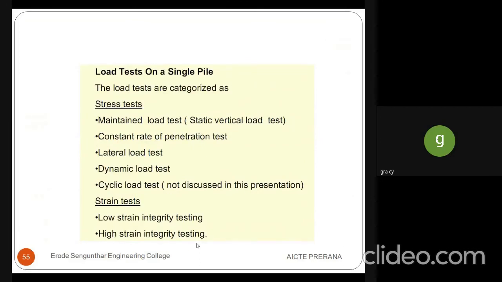So these are the load tests on a single pile. First one is the stress test and second one is the strain test. In the stress test, the first is the maintained load test, also called the static vertical load test. Second is the constant rate of penetration test. Third is the lateral load test, fourth is the dynamic load test, and fifth is the cyclic load test. In the strain test, the first is low strain integrity testing, and the second is high strain integrity testing.